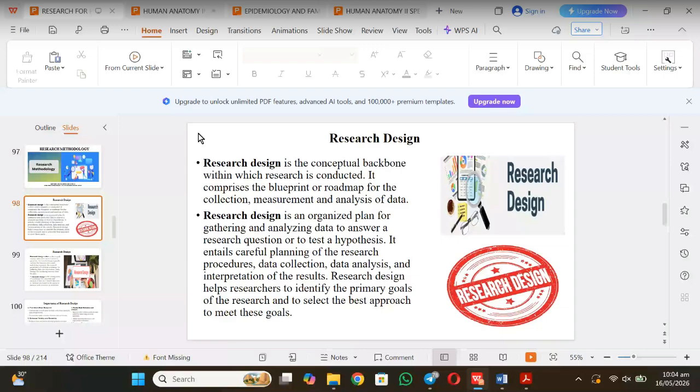Okay, good. So we have quantitative. If you are going to do a quantitative study, then it means that you are going to deal with numbers. Okay, quantitative study. How many approaches do we have?